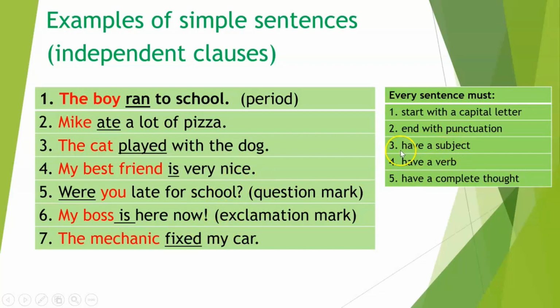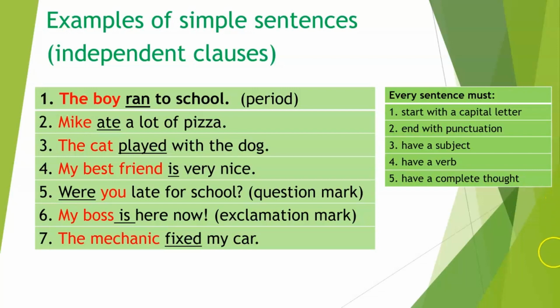And again, every sentence will have a subject and a verb, right? And every sentence must have a complete thought. That means that you don't need to add anything more to the sentence, and the sentence will make sense. We're going to talk more about that. So for a clause to be independent, it must have a complete thought. And we'll be talking more about that in a few minutes.